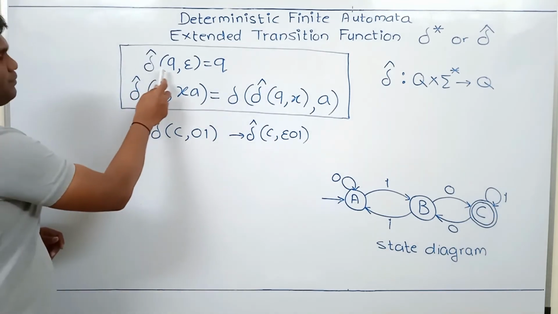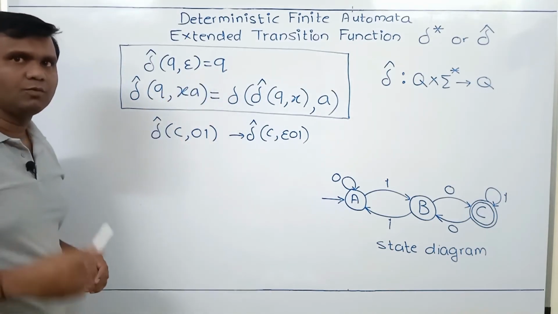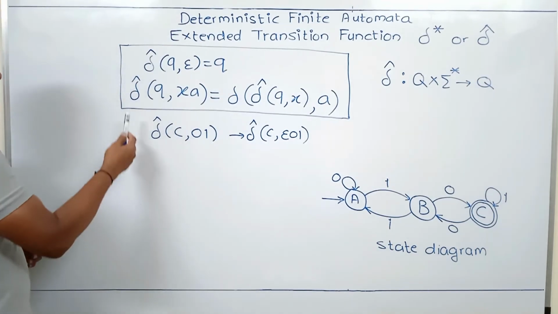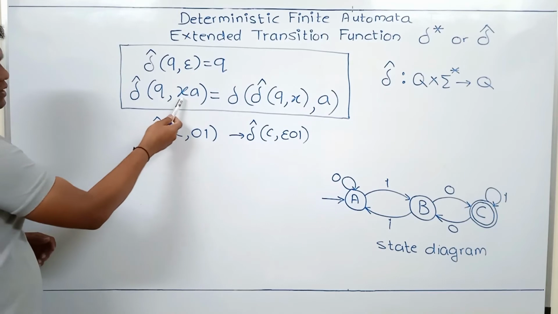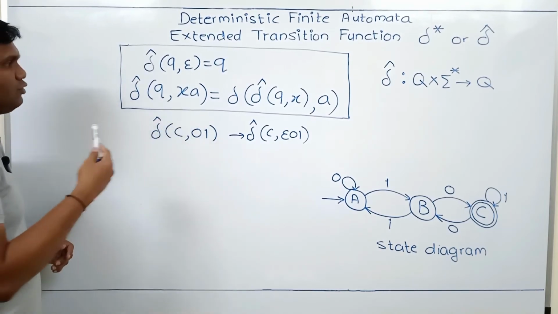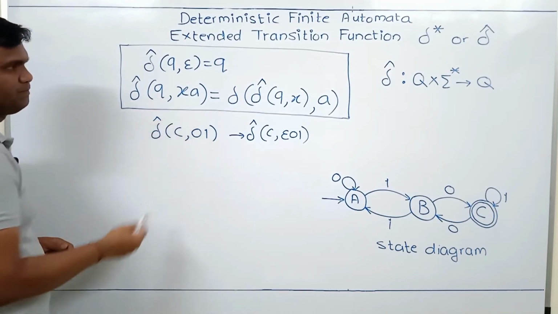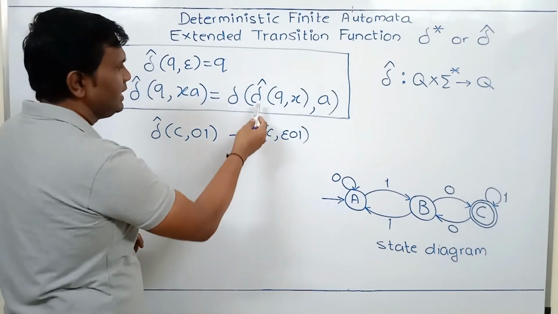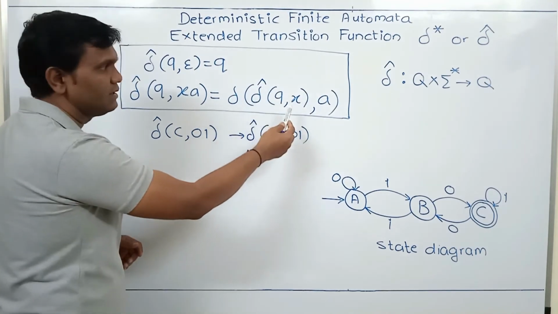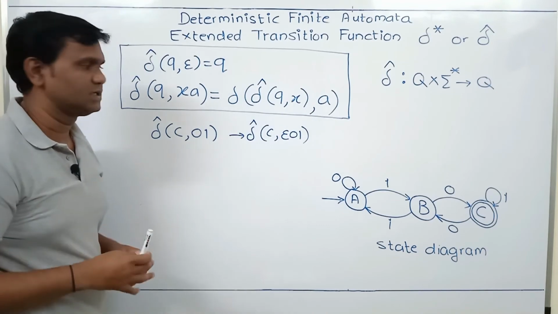So delta cap Q on epsilon goes to Q itself. If you process epsilon from a state, you remain in the same state. Now consider delta cap Q on XA. X is a string, A is a symbol. If you have to find delta cap from Q on XA, first you figure out delta cap from Q on X, you get this state and then go for symbol A. This is a recursive definition.